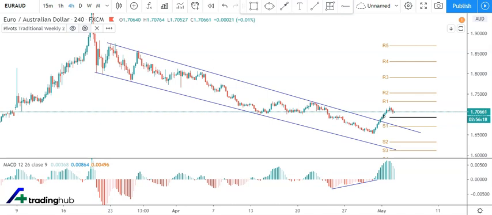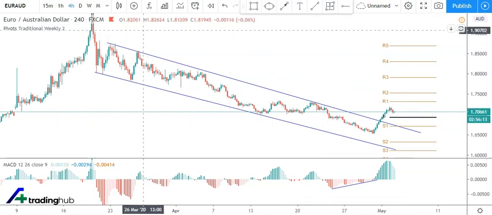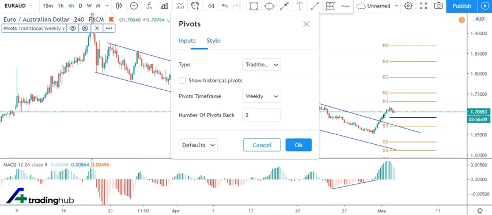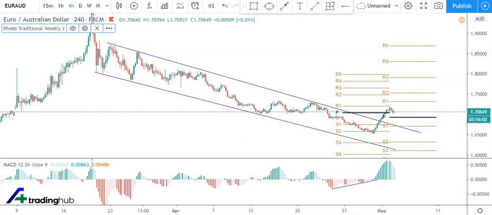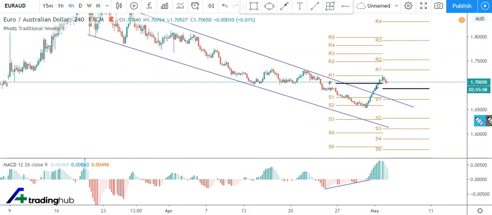So I pulled up my pivot levels, and okay, this was not last week's pivot. Let me bring up last week's pivot. One minute, inputs. I'll show you last week. All right. If you notice, we have two pivot tools now showing on this chart. The first one here is this week's pivot level. This other one here is the previous week's pivot level.